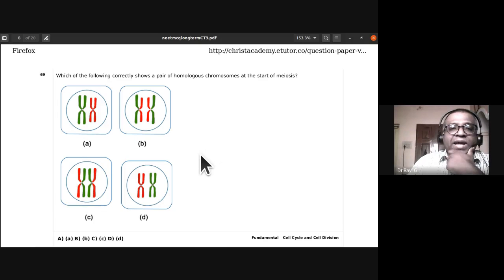Which of the following correctly shows a pair of homologous chromosomes at the start of meiosis? Which one correctly shows it?